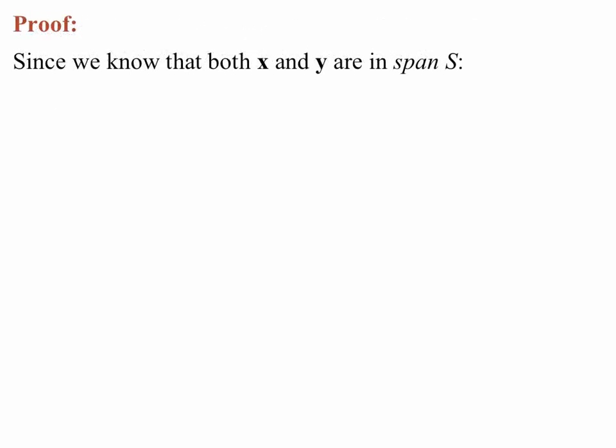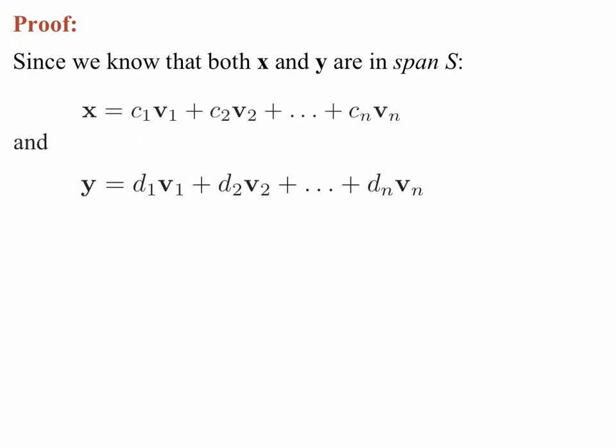All right, so as I begin my proof, we know that both x and y are in the span of S. So what does this mean mathematically? Well, it means that there's some linear combination of the vectors v1, v2 to vn that equal x, and I have that x is equal to c1 v1 plus c2 v2 all the way up to cn vn. And we also know that there's a linear combination of those vectors that equals y, namely new scalars d1 v1 plus d2 v2 up to dn vn equals y.